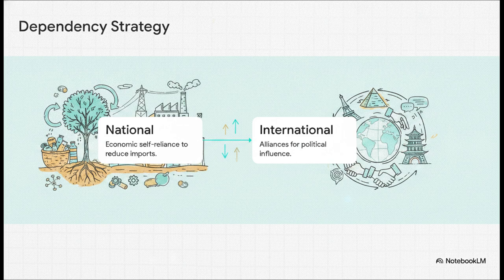Step 1. At the national level, achieve economic self-reliance so you can reduce dependency on foreign imports. Step 2. At the international level, form alliances with other developing nations to build some real collective political muscle.